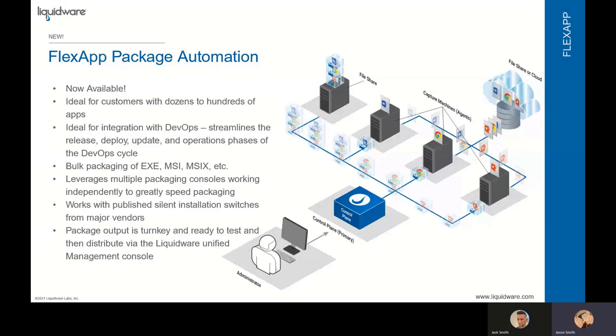This enables bulk packaging of any type of format of application, EXEs, MSIs, MSIX, etc., any format we can automate packaging of. It leverages multiple packaging consoles, and it works independently to jointly accomplish packaging up dozens of applications or hundreds of applications. It works with vendors' published silent installation switches. So if you're used to using that with SCCM or Endpoint Manager, it's the same type of process. You can grab those silent install switches and it will keep that automation running.